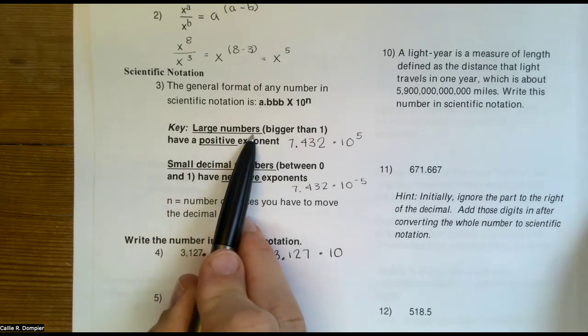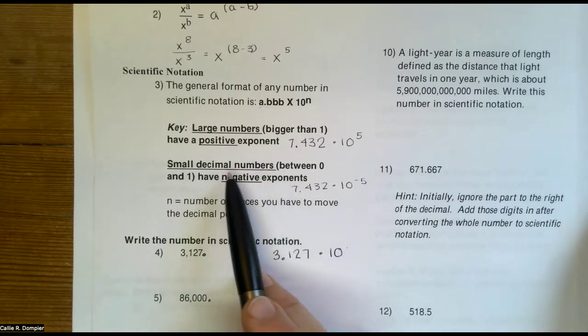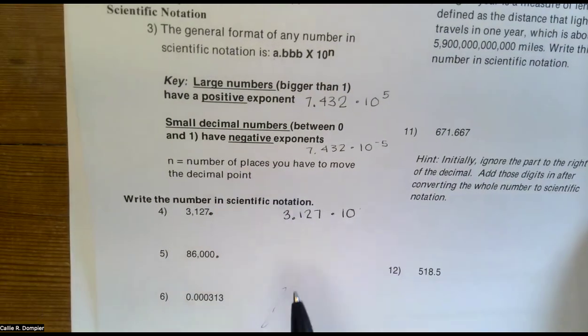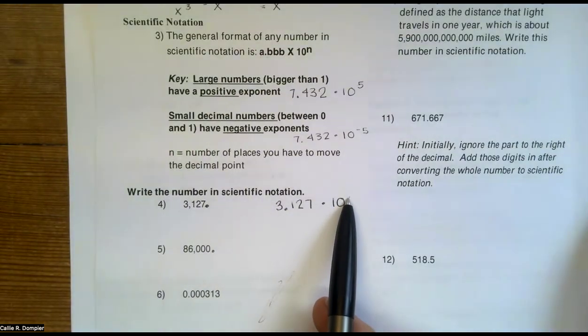Large numbers have a positive exponent, so that's not going to be a negative exponent. This is going to be a positive, because small numbers, like this one, have a negative exponent. Good. It's going to be a big number, so that's going to be a positive. And how do we decide what number it is?